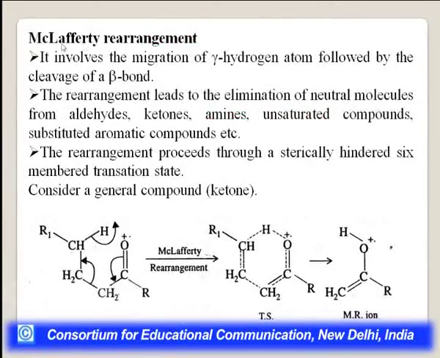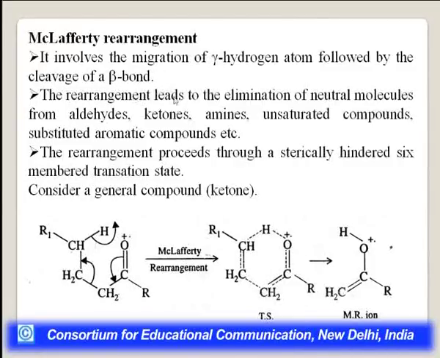So what is actually McLafferty rearrangement? It involves the migration of gamma hydrogen. Here you can see, with respect to this carbonyl group, this carbon is alpha, this is beta, and this is gamma, and this gamma carbon has this hydrogen. So it is gamma hydrogen, which involves the migration followed by cleavage of the beta bond. This is alpha, this is beta, beta bond breakage is there.